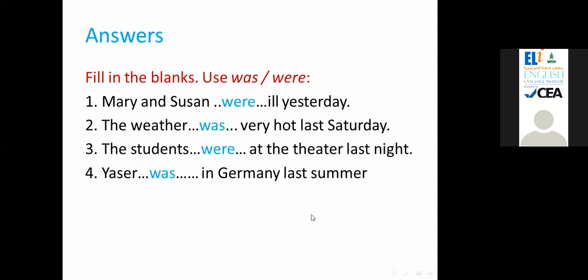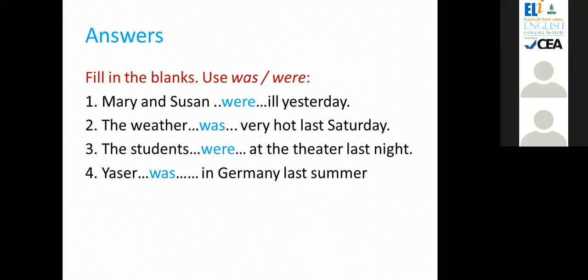So here are the answers as you, mashallah, have done. Mary and Susan were ill yesterday. The weather was very hot last Saturday. The students were at the theater last night. Yasser was in Germany last summer. Okay, good job. So here is the form of be in the past as the main verb of a sentence, and as we see here, the indications for the past tense: yesterday, last Saturday, last night, last summer.